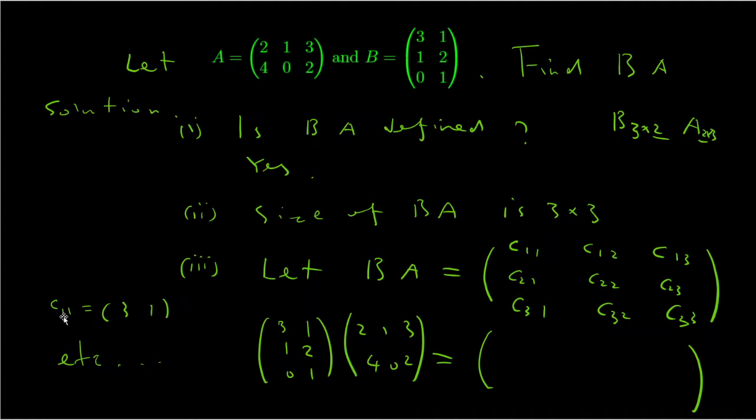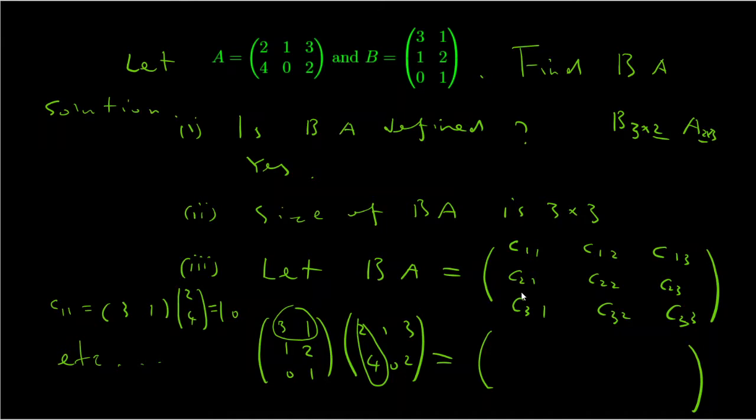To get C11, you use the first row in the matrix on the left, the first column in the matrix on the right. That's how you get 10. You use 3, 1. You use that row to multiply the column 2, 4. So do you have 10? 2 times 3 is equal to 6. 1 times 4 is equal to 4. 6 plus 4 is equal to 10.